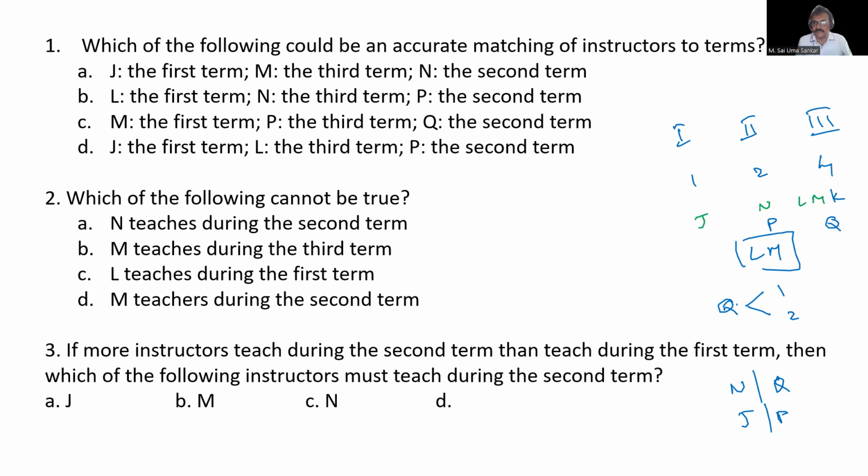J is the first term. M is in the third term. If M is the third term, L must be in the third term. And N is in the second term. And P. Here N and Q second term. So first one is valid condition. That's it.